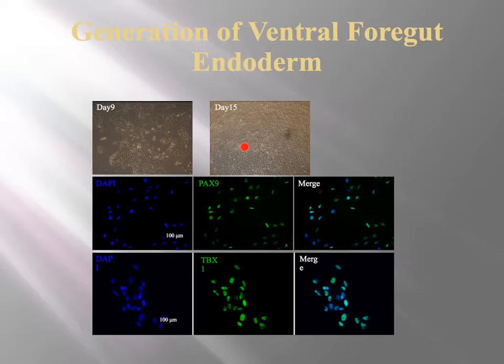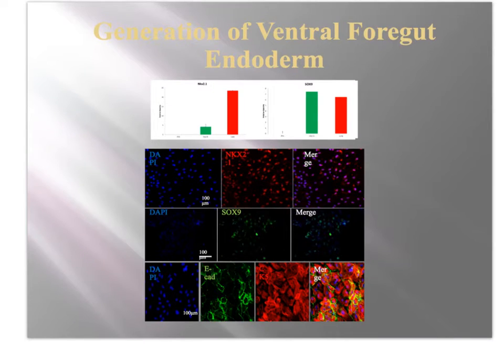So at day 9 and day 15, you can see that cells are taking on a much flatter appearance, consistent with epithelial cells. Eventually at day 15, forming a nice epithelial monolayer. At day 9, we looked for markers of ventral foregut endoderm, PAX9 and TBX1, and we found them to be positive. At day 10, we looked at a very important marker for ventral foregut endoderm, a transcription factor called NKX2.1, which we found by both qPCR as well as by IHC.